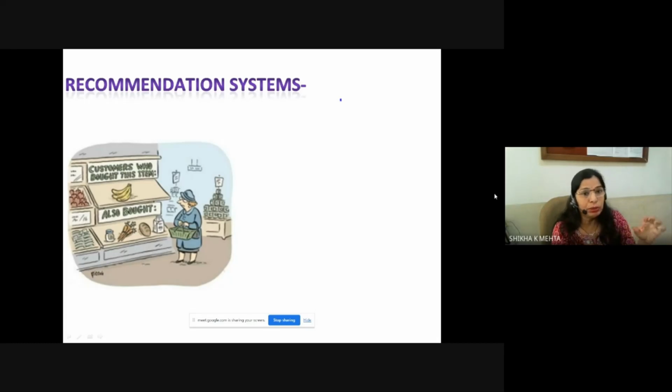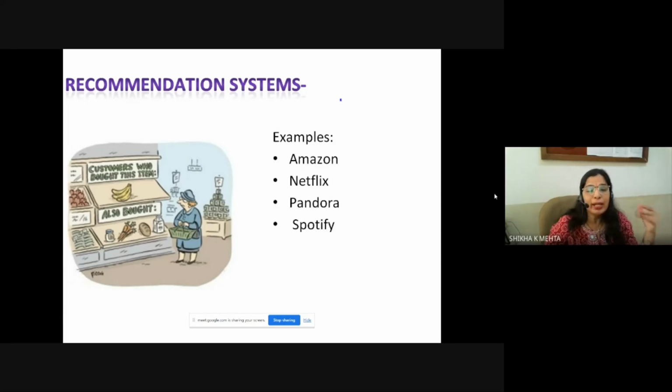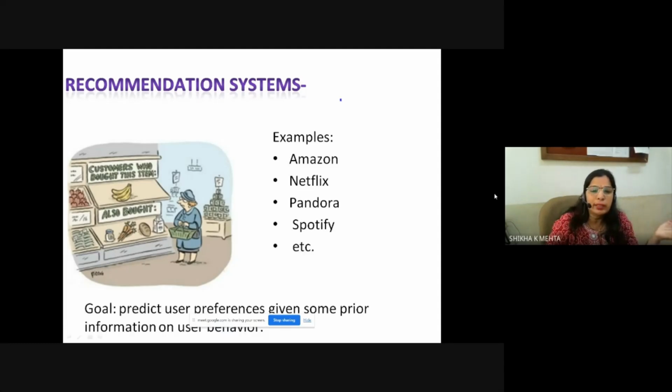It is like customers who bought this particular item also bought this, right? When you're buying books, you get a list of recommendations for books. When you're buying other products or any kind of products, you get a set of recommendations. Like in Amazon, Netflix, Pandora, all kinds of e-commerce, we are getting recommendations for everything, whether it is a product or a service.